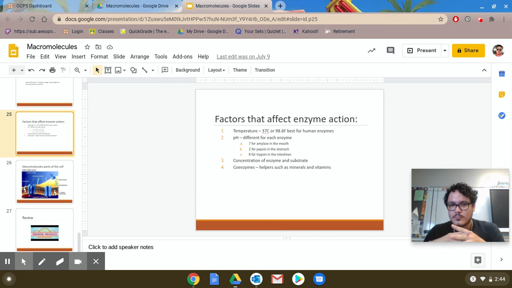That is the key. Last but not least, this is the easiest one, coenzymes. The term co as a prefix is to assist or help. So coenzymes are going to be things that help out your enzymes. And what helps out your enzymes? Minerals and vitamins. This is stuff that we consume from our diet.